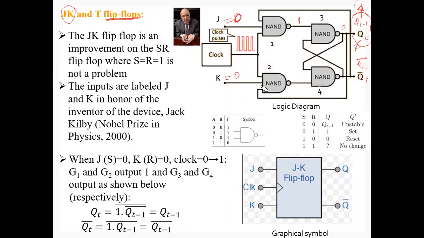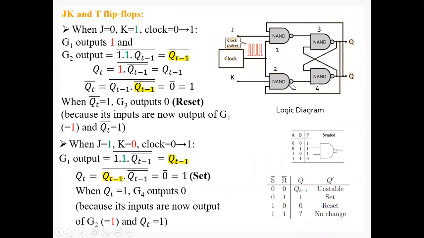All right, let's go to the next thing now. So J equals 0, K equals 1. Because we have 4 states, right? We did 0, 0. Let's do J 0, K 1, right? This is your J, this is your K, right?